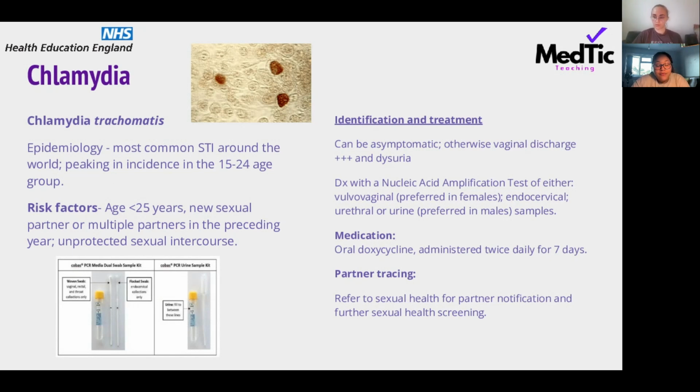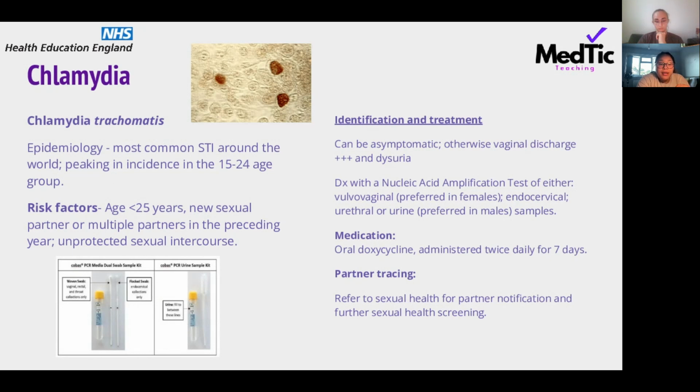You could have vaginal discharge or other symptoms, but most people will be asymptomatic, or might present with some dysuria. You might be thinking of a UTI, but it's also important to ask: have you had any new sexual partners? When was the last time you got tested? It's normally tested with the NAT test, which Aaron's supplied a photo of in the bottom left corner. It's usually vulvovaginal for females, or endocervical as well.